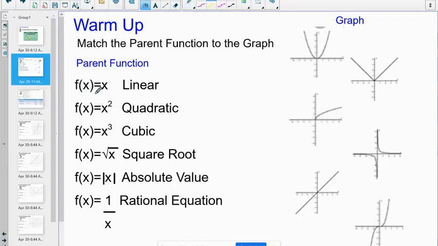So our f of x equals x, that's linear. Remember, linear, think line, a straight line right here. Now quadratic, remember, if y equals x squared, that is a U shape. So there's a U shape like the parabola when it's squared, so it's a U.